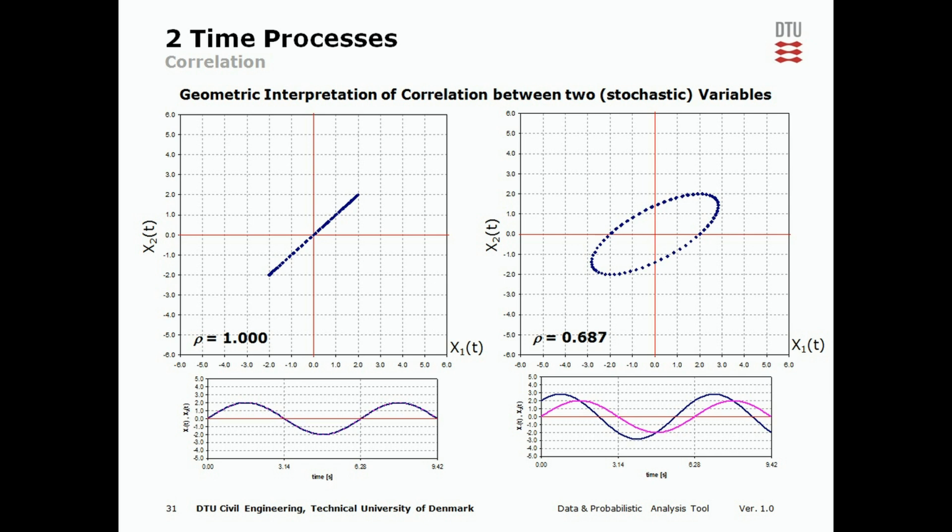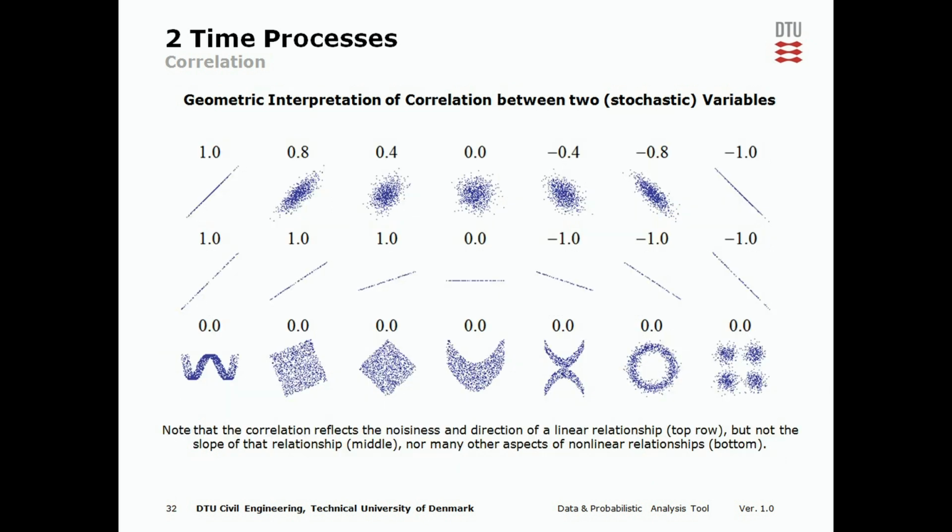Slightly changing the phase angle, or having a small time shift of the one time history to the other, already changes this straight line into an elliptical representation of the data points. These graphs give us additional information on the relation between the two time histories.